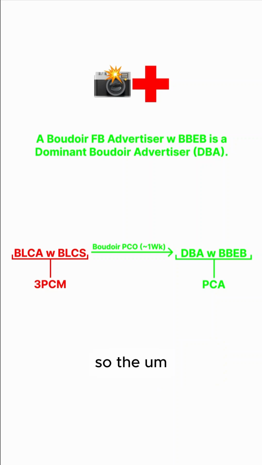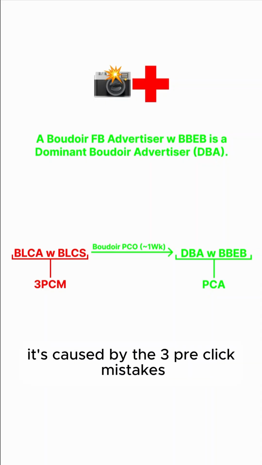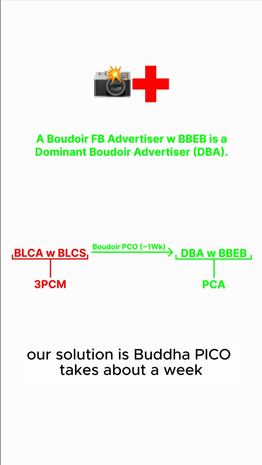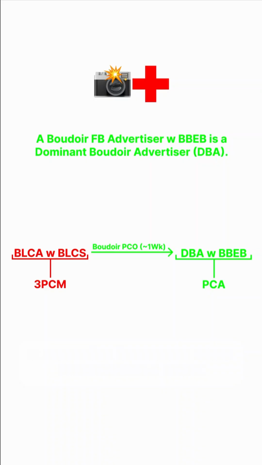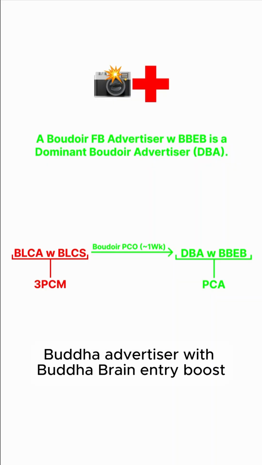So the universe here that we got is a BLCA with BLCS. It's caused by the 3 pre-click mistakes. Our solution is boudoir Pico, takes about a week, and we achieve pre-click alignment, and we become a DBA, dominant boudoir advertiser with boudoir brain entry boost.